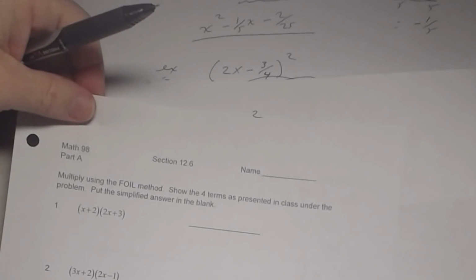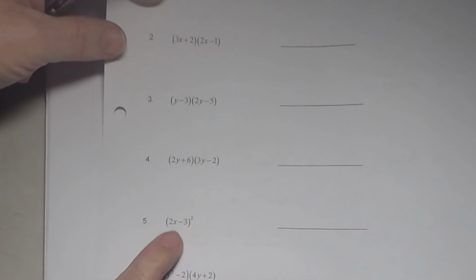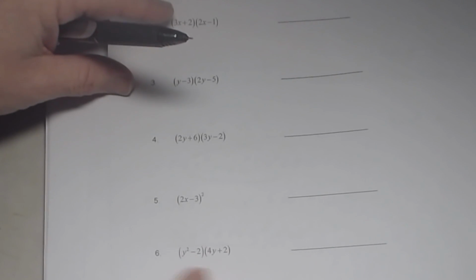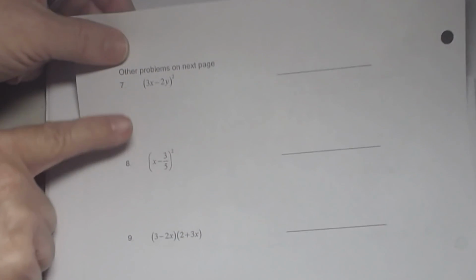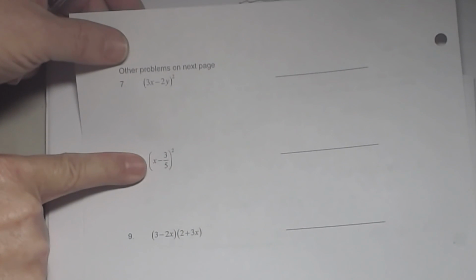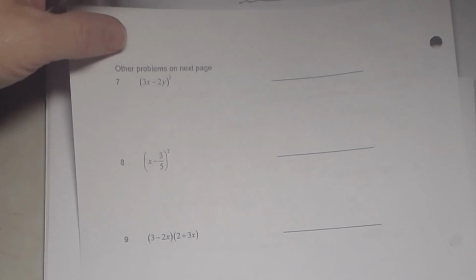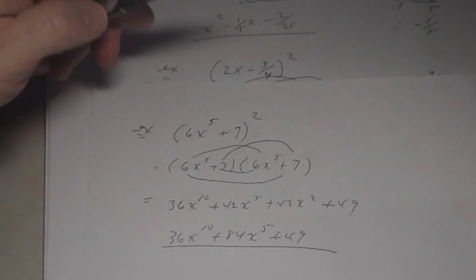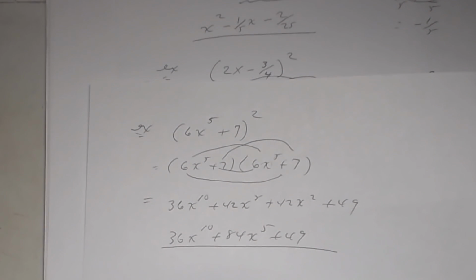I'm just going to show you. So you multiply two binomials, two binomials, two binomials, two binomials. Again, how are you going to rewrite this? It's 2x minus 3 times itself. And then we did one like that. It turns out that none of those are like terms, so you just write that answer down. And then these are squaring. Here's the one with a fraction in it. And then we just did one like that. So that was the FOIL method from section 12.6, part A.